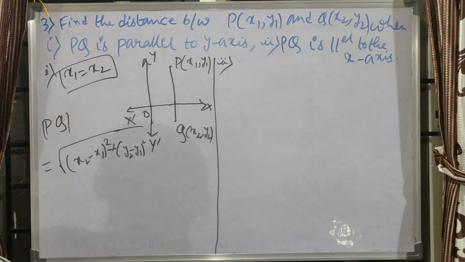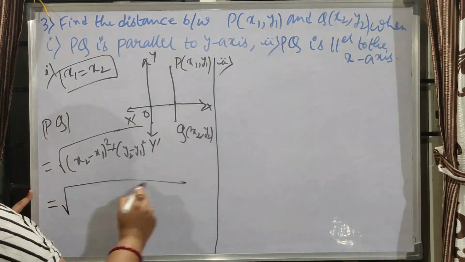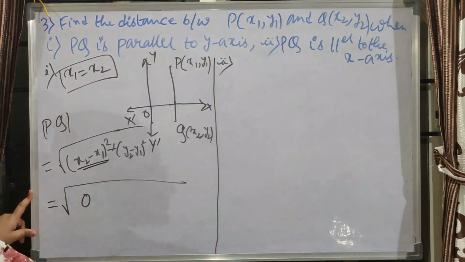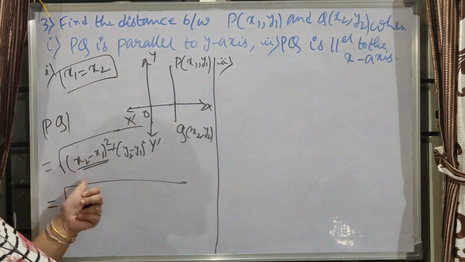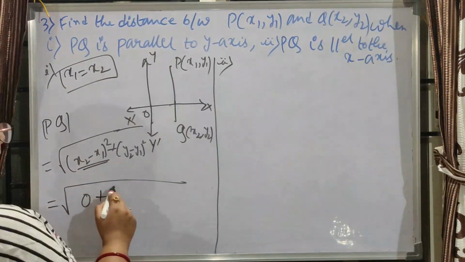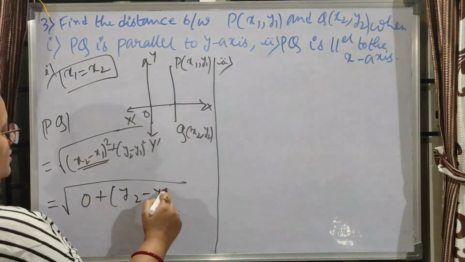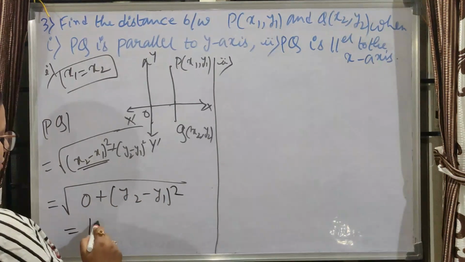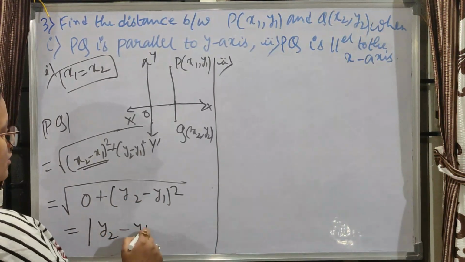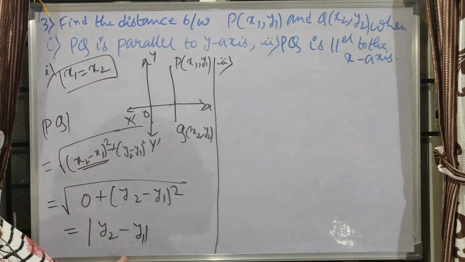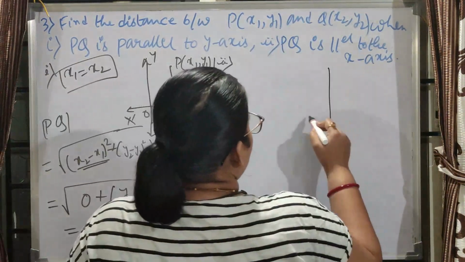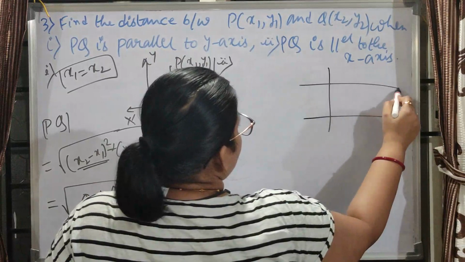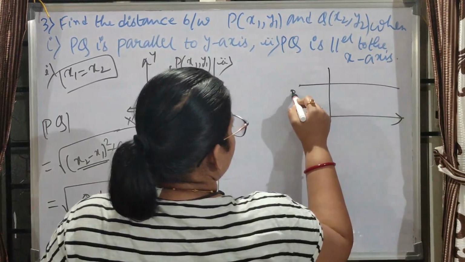Here x1 and x2 are equal, so this is 0, because if you substitute x2 in place of x1, this will get cancelled out. And y2 minus y1. Whenever it comes out of the square root, it will be a modulus, because plus and minus values can come. Similarly, for this one, it is parallel to the x-axis, so it will be like this.